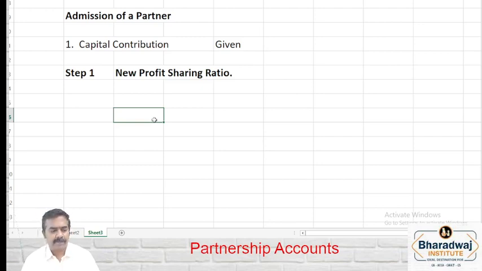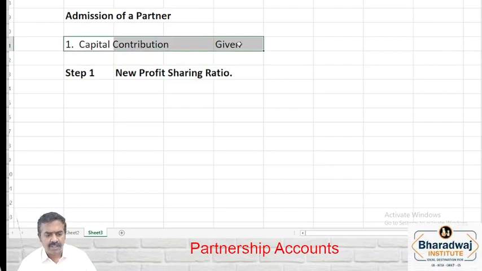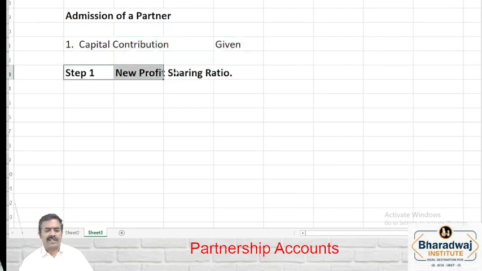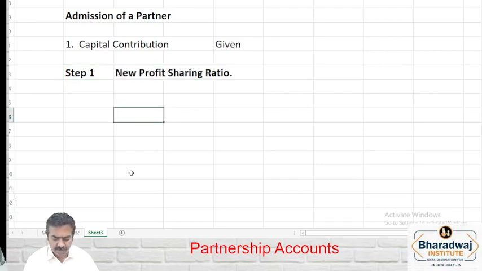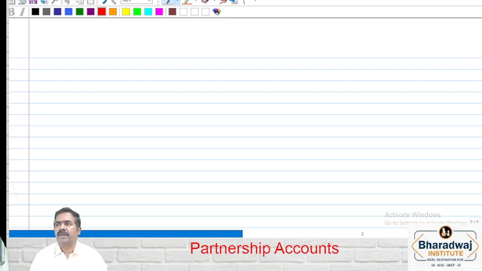Admission of a partner. No need of this capital contribution; it will normally be given in the question. We'll directly start with the new profit sharing ratio. Step 1: new profit sharing ratio. What is the first step? Calculation of the new profit sharing ratio. In examinations, this can be separately tested for about 2 to 3 marks.